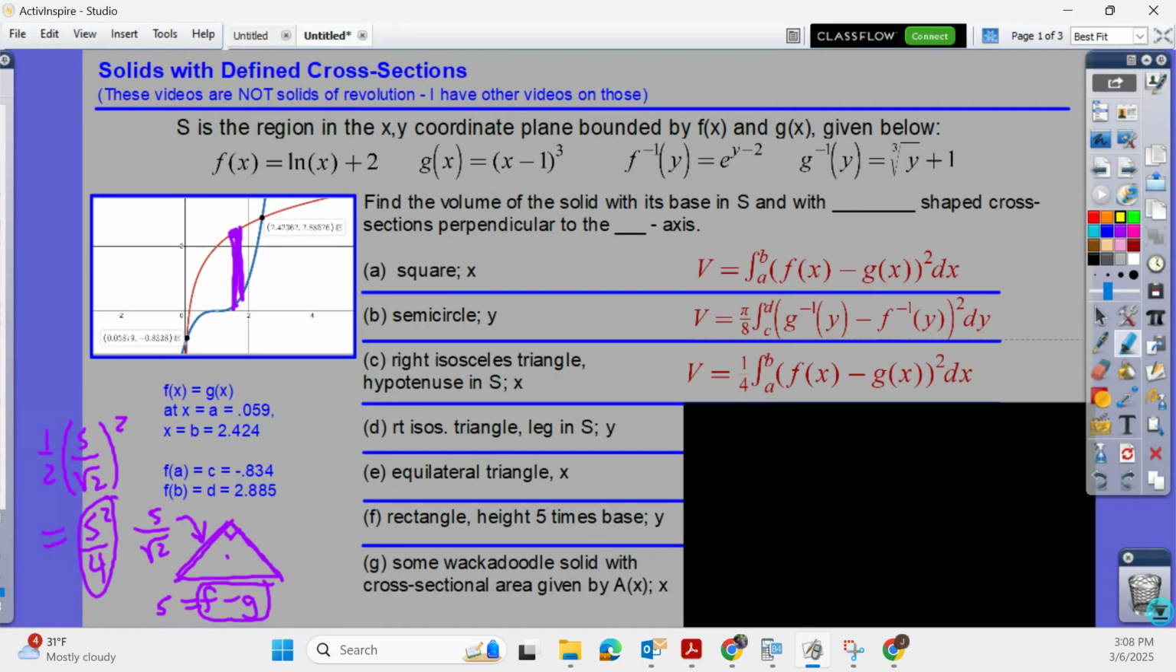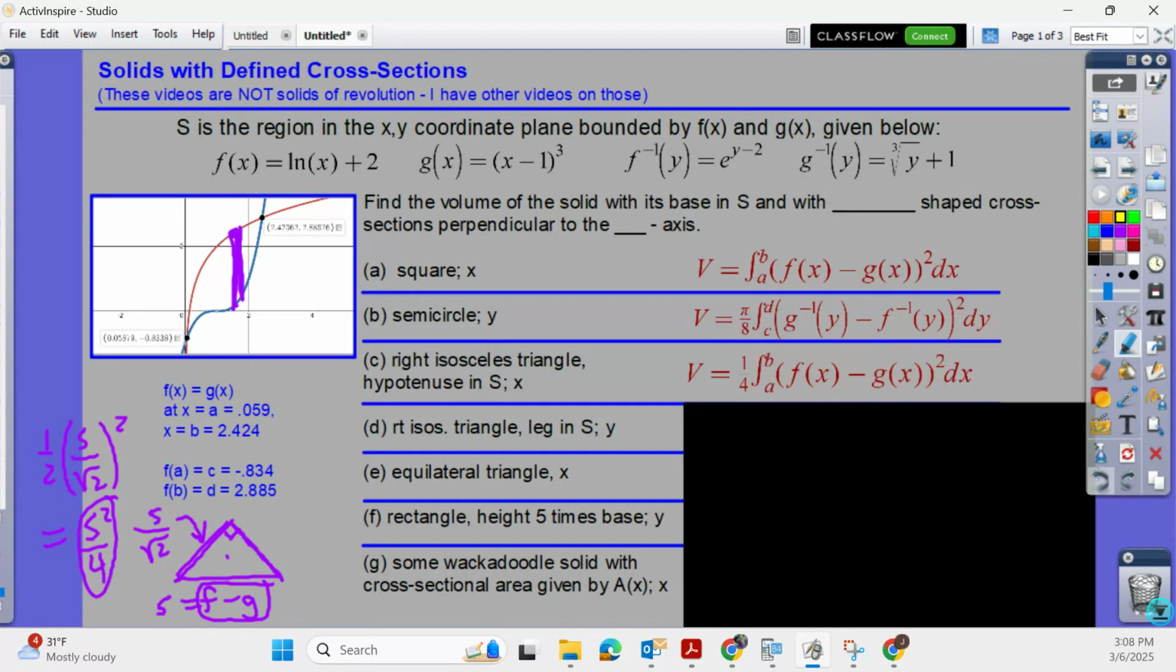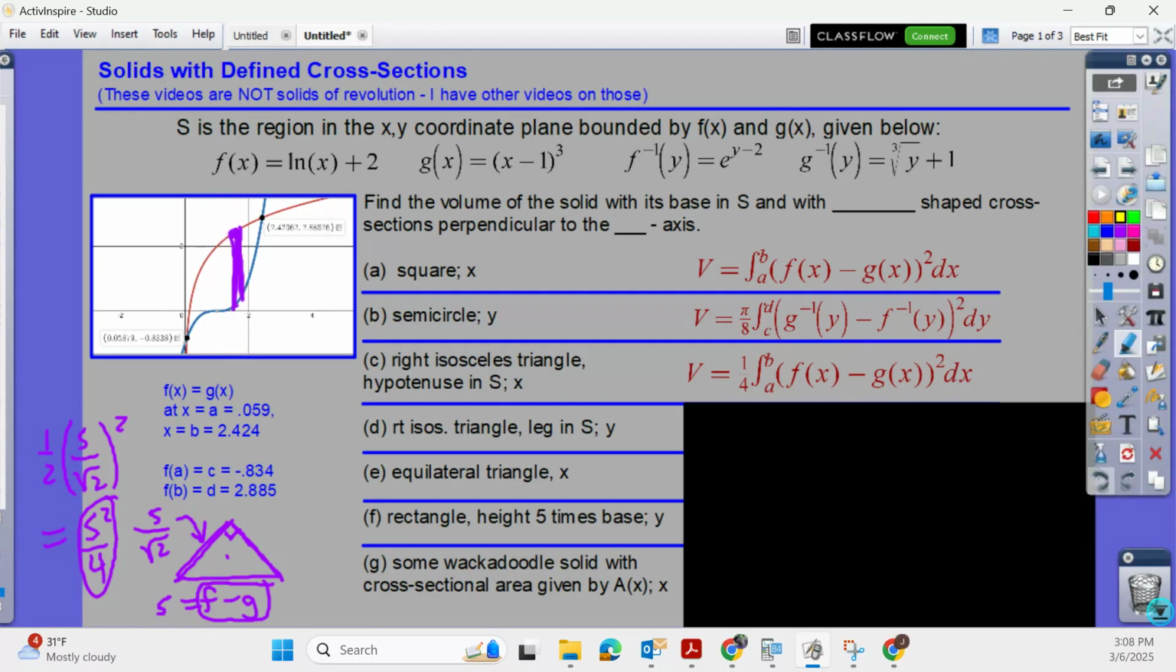You can see the f minus g quantity squared. That's the cross-sectional area that we're integrating. I'm sorry, that's not all of it. And the over 4, right? F minus g quantity squared with that coefficient of 1/4. And it's with respect to x because we're perpendicular to the x-axis, right? We're f minus g, the width of it is dx of that little cross-section.